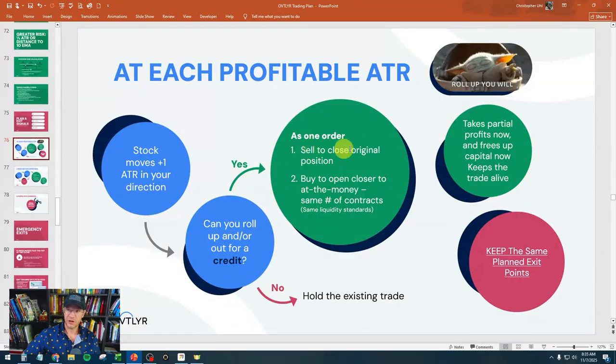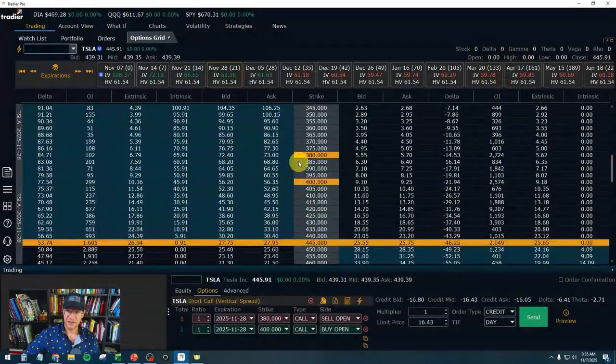So as one order, you're going to sell to close the original position, then buy to open closer to the money with the same number of contracts. Like I said, this takes partial profits and frees up capital that you can do anything with. And it keeps the trade alive, because I still own a long call in Tesla.